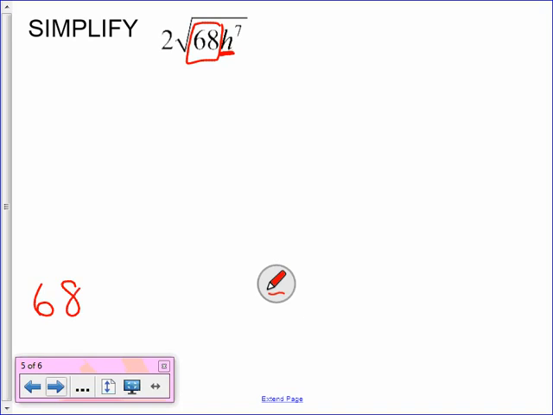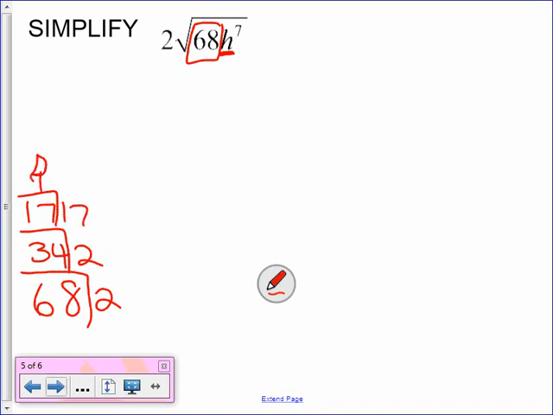So 68, starting over here, what goes into 68? 2 can go in there. So that leaves me with 34. What can go into 34? 2. Okay? That leaves me with 17. Okay? What can go into 17? 17 can go in there, leaving me with my candle. Okay? Bad, very, very bad candle.